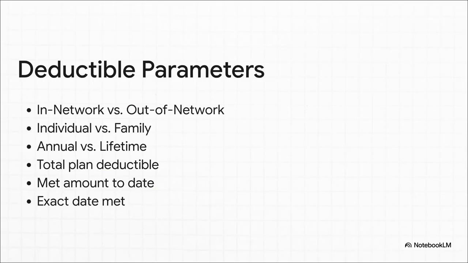Well, if there's a balance left over after applying the deductible, you absolutely must investigate these exact parameters to get the full breakdown of why it processed that way. You need to figure out, was this applied to an in-network or out-of-network deductible? Is it pulling from an individual or a family bucket? Are we dealing with an annual or lifetime accumulator? Plus, what is the total plan deductible? How much have they met to date? And on what exact date did they meet it? Honestly, getting into this level of detail is exactly what separates a novice from a true RCM expert.